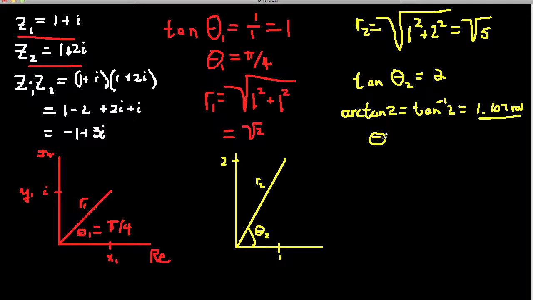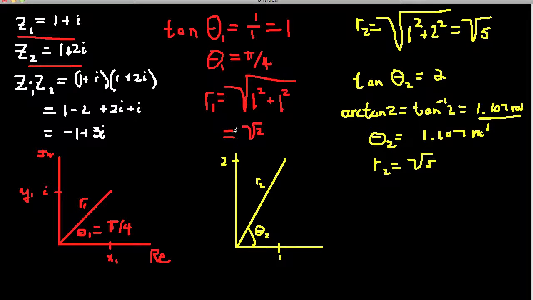Theta 2 is 1.107 radians, and R2 is square root of 5, sorry.